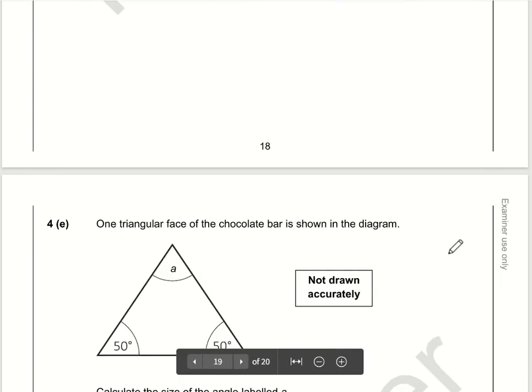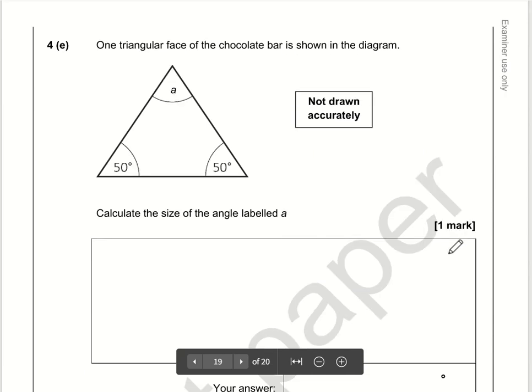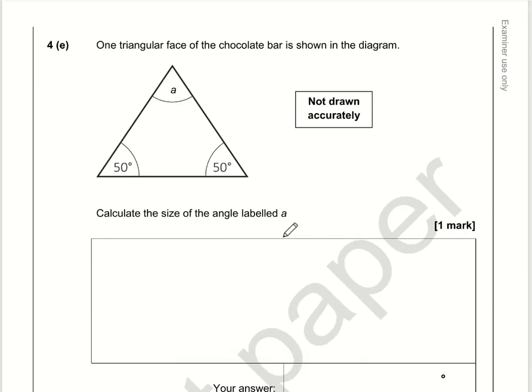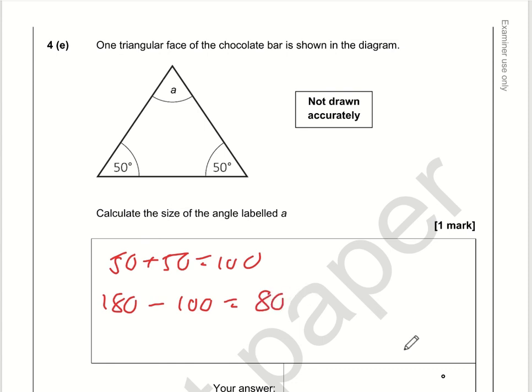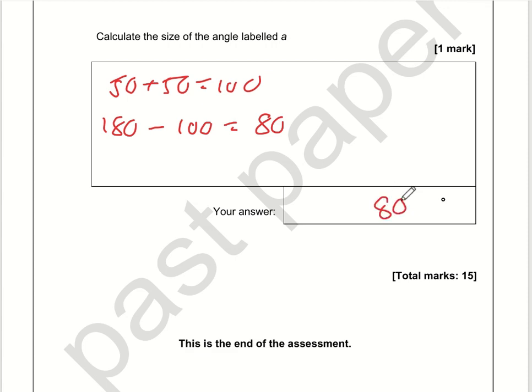Okay, and on to the final question here. So here we want to calculate the size of the angle labelled A. Well, it's a triangle. Angles in a triangle add up to 180. So far we've got 50 plus 50, which is 100. So 180 degrees take away the 100 degrees is 80. So A will be 80 degrees. And this is the end of the assessment.